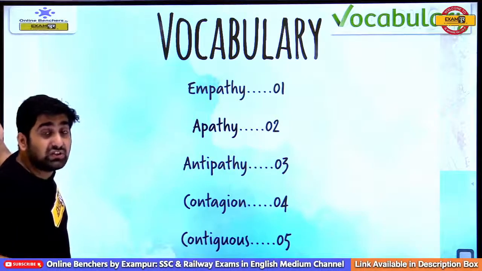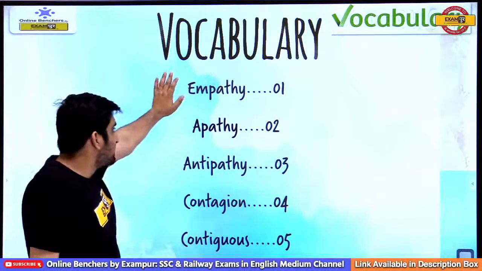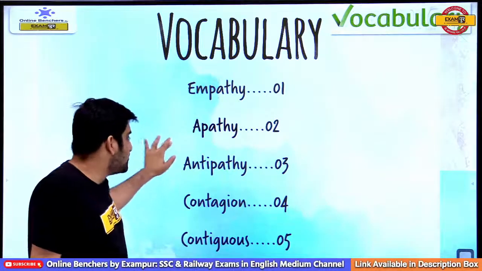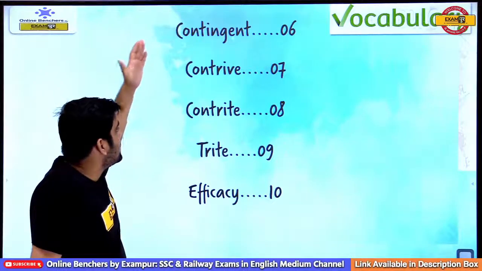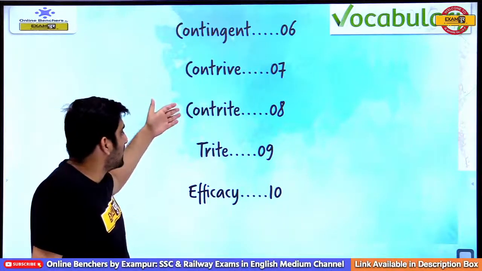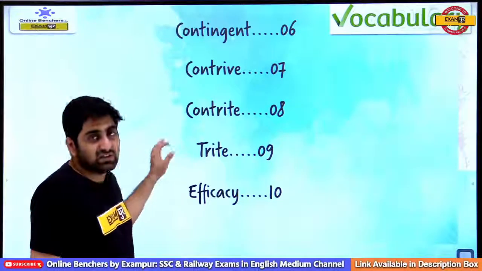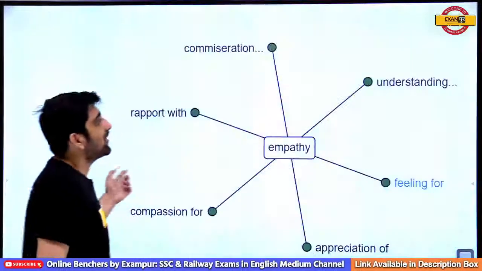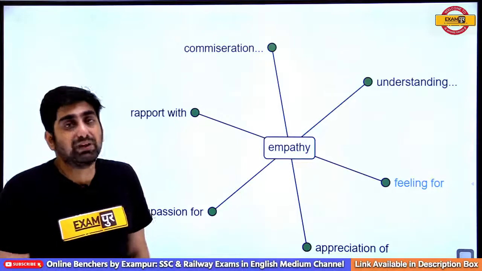Today in this session we will be covering 10 vocabularies, and the very first vocabulary is empathy, apathy, antipathy, contagion, contagious, then contingent, contrive, and then contrite. Again, it is contrive and contrite, trite and efficacy. These 10 vocabularies are the center of attraction of today's session. Let us begin with the first word, that is empathy.